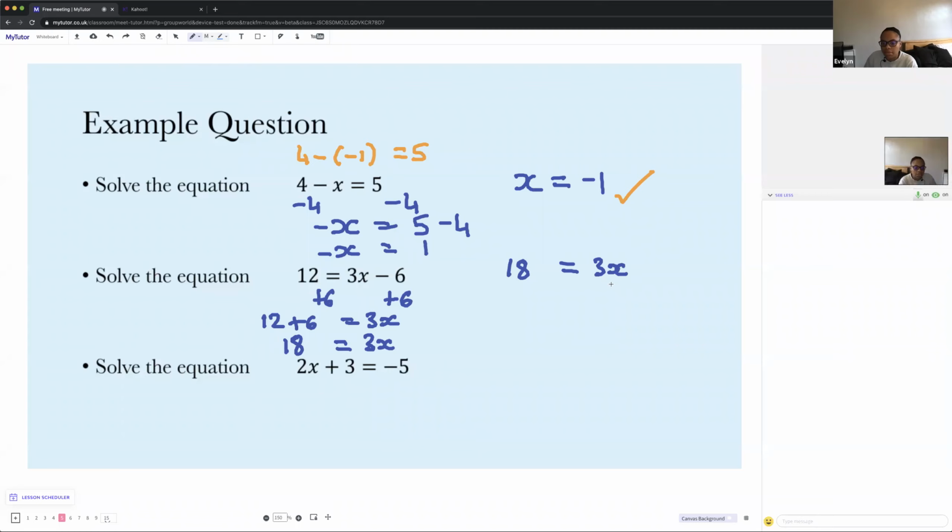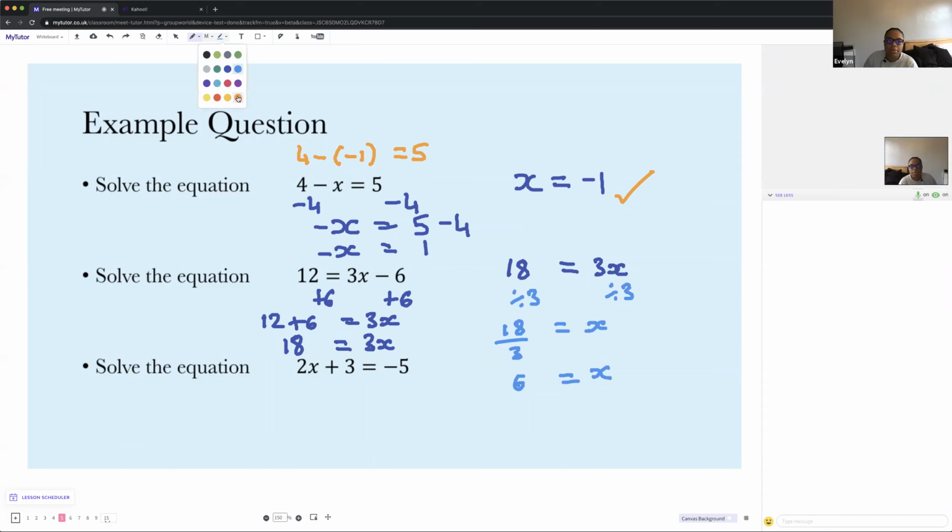So the opposite of multiplying by 3 is dividing by 3. So we've got 18 divided by 3 equals x. Now, 18 divided by 3 is 6. So x equals 6, or 6 equals x. And remember, always check your answer.